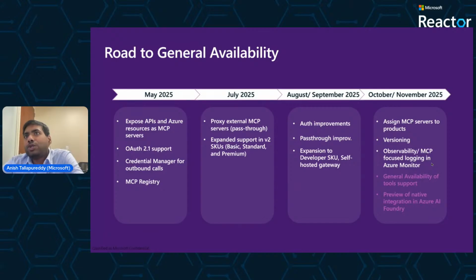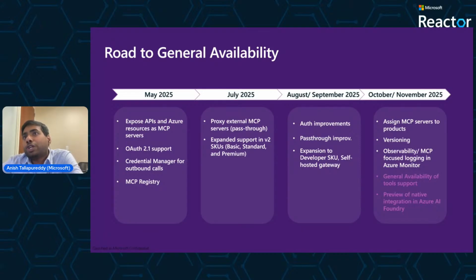We are working to enable assignment of MCP servers to API Management products, basically your ability to create clusters of servers with a specific set of rules, so-called products. We are also working on enabling versioning for MCP servers. This is also going to come out soon, where you can version the MCP server that you are creating in API Management to be able to test and to be able to run it in production or for A/B testing.